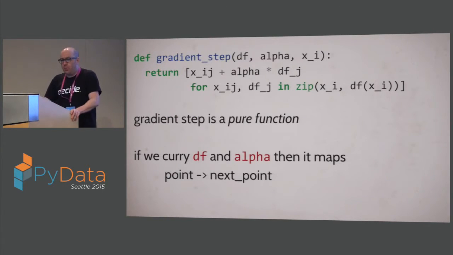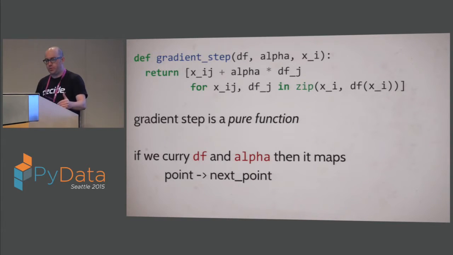So now we need to say, well, how do we take a gradient step? Well, to take a gradient step, we need to know a few things. One is the gradient function. The second is a parameter alpha, which says how big we want the step to be. And the third is the point x, which is the point we're starting from.